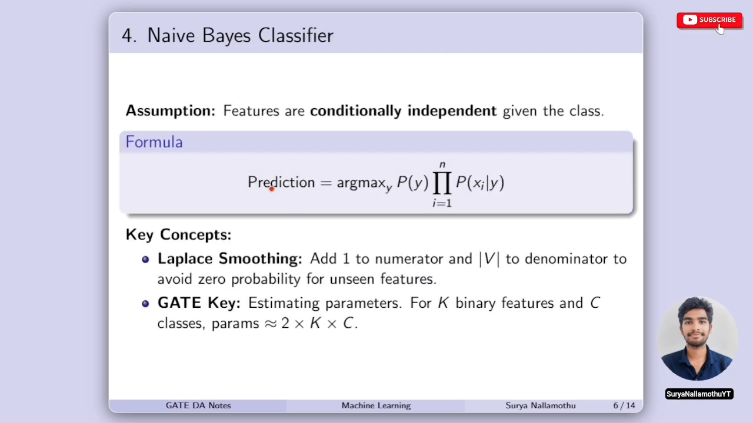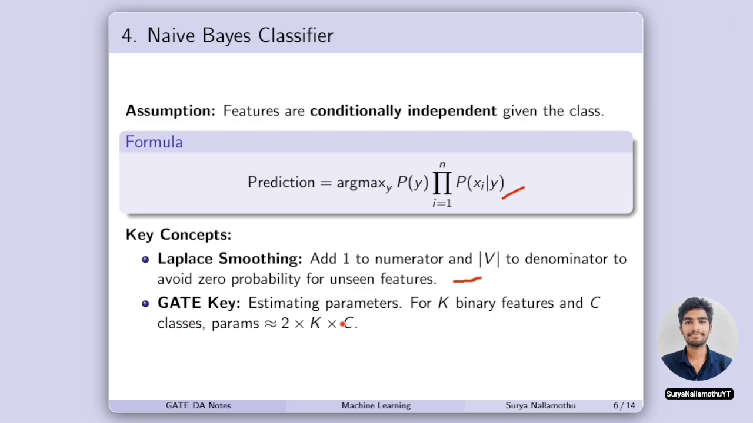Next, the Naive Bayes classifier. This is the formula for the Naive Bayes classifier, and its assumption is that the features are conditionally independent given the class. It means the features are conditionally independent given the classes. A key concept is Laplace smoothing: add 1 to the numerator and |V| to the denominator to avoid zero probability for unseen features. It helps to smooth the values further.